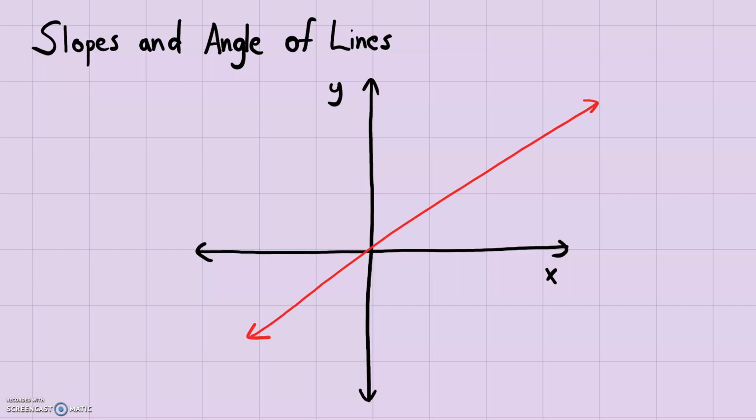and if we know 2 points on the line, say these 2 points here, then we can find the slope of this line. And remember, by slope we mean the rise over the run.